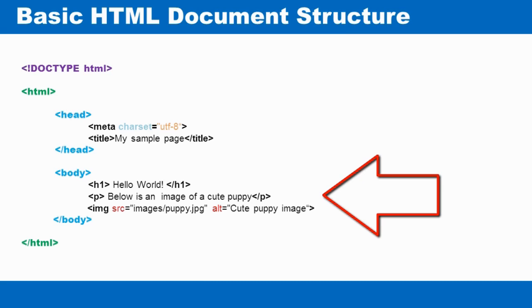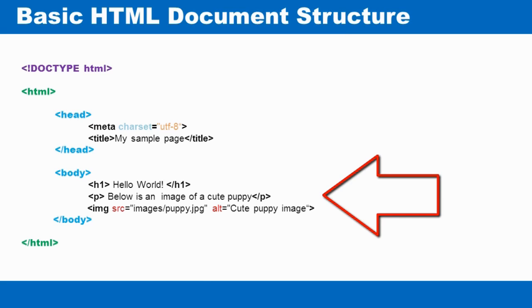For every attribute, you assign a value using the equals sign, and you enclose the values in quotes. So in my example here, I've said the image is located in my images folder, and the name of the image is called puppy.jpg. Next, I've got another attribute called alt. This is called the alternate text, and you have to give it a value. I've given it a value of cute puppy image.